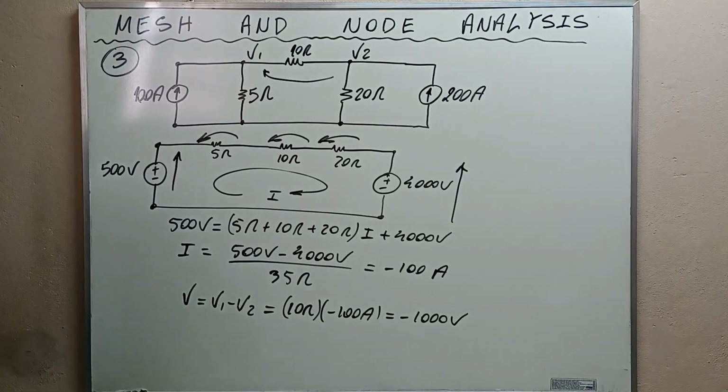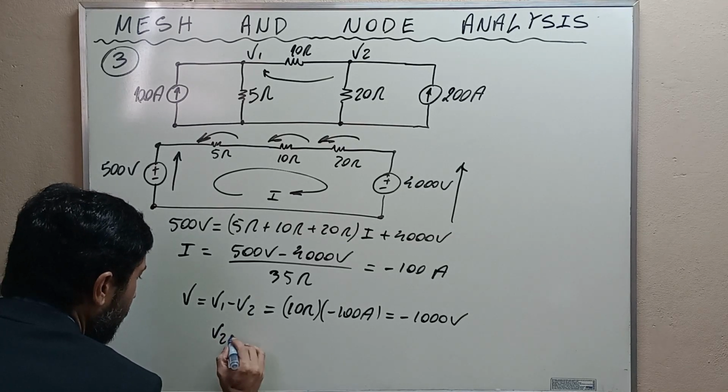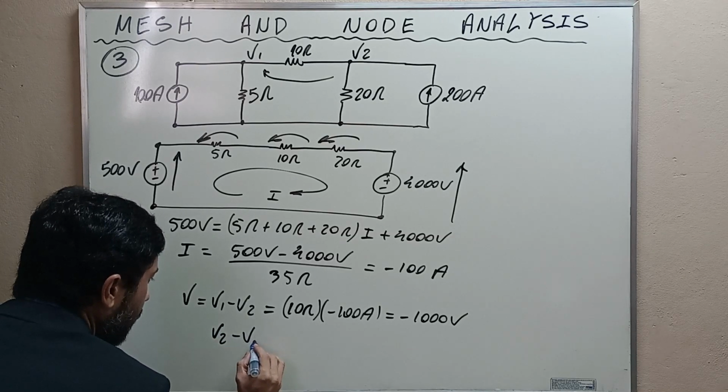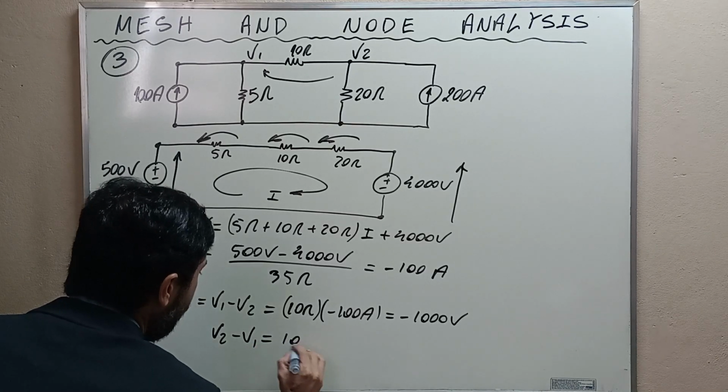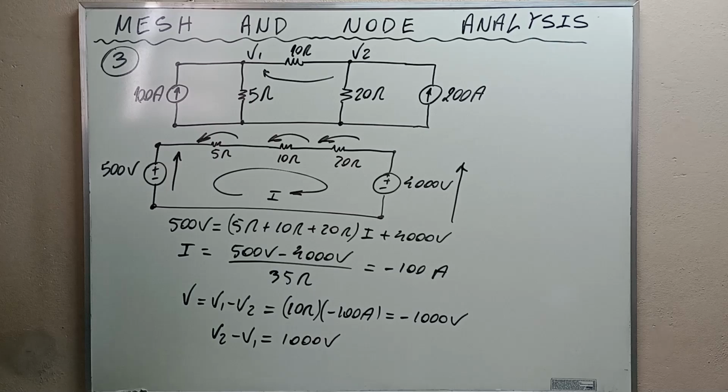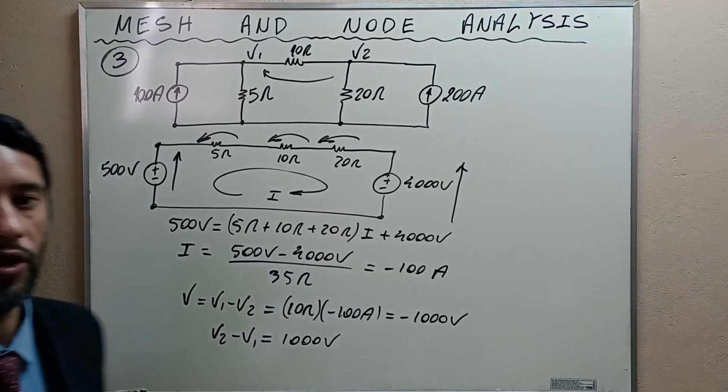But actually, V2 is higher in potential than V1. Then V2 minus V1 is positive 1000 volts. Okay? And this is the solution of exercise number 3. Let's go to the next.